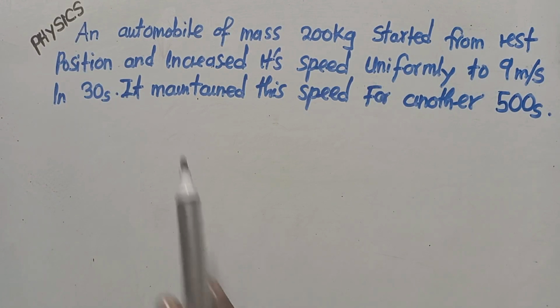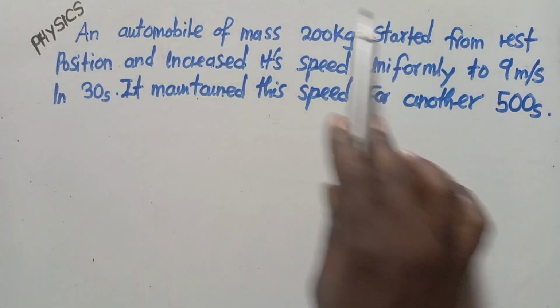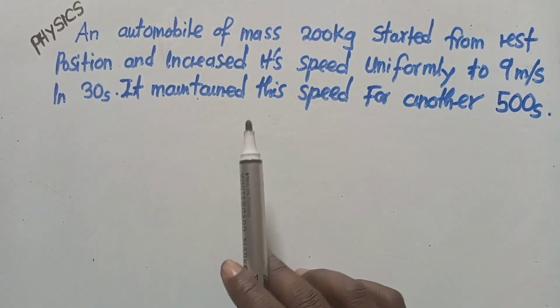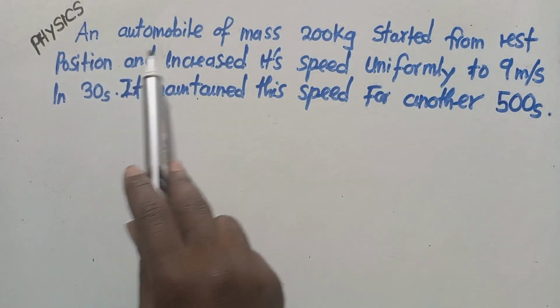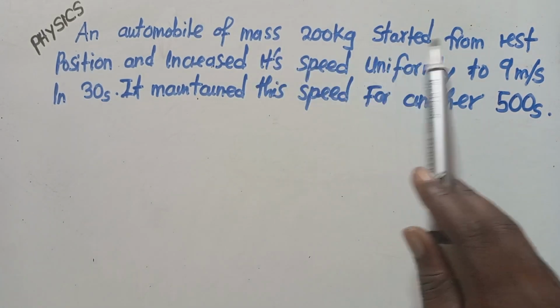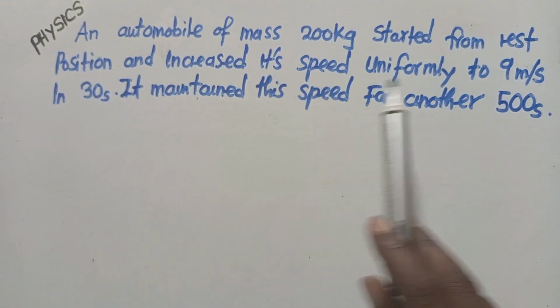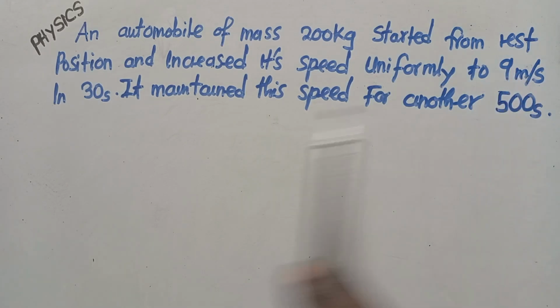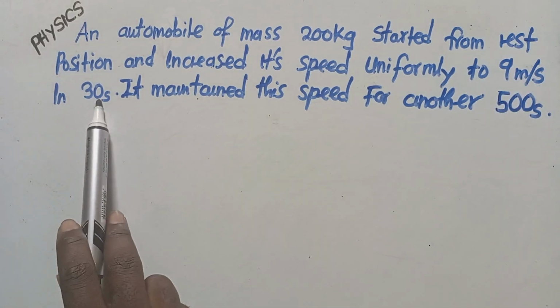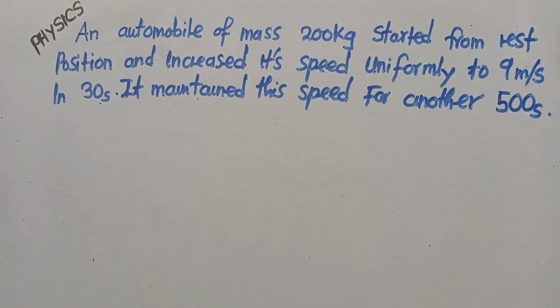The first thing is understanding the paragraph that you are given. The question is saying an automobile of mass 200 kg started from rest and increased its speed uniformly to 9 meters per second in 30 seconds. It maintained this speed for another 500 seconds. So we want to answer this particular question.